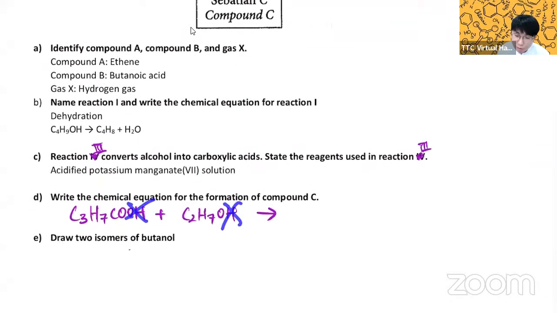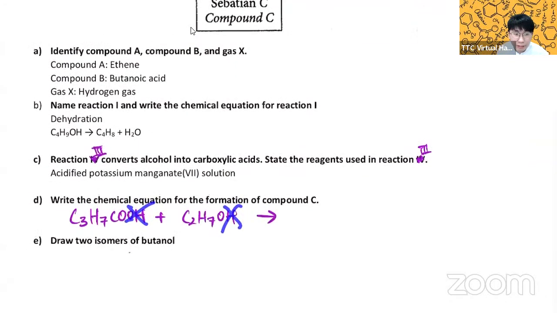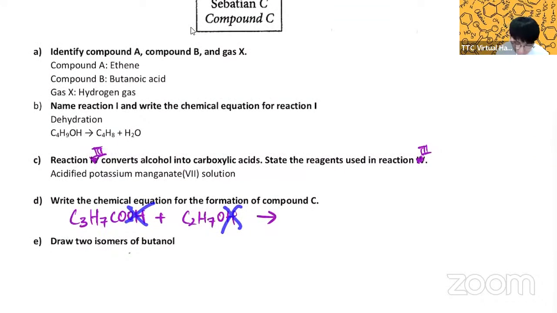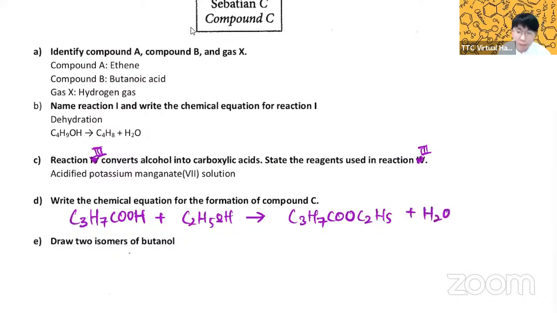Okay. Sorry, guys, I go too fast. C2H5OH. Okay, you remove H and OH. You are left with C3H7COO, where this second O comes from here, and then here C2H5. And don't forget your side product is water, because you remove H and OH to form your ester.